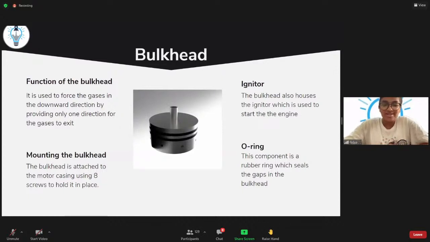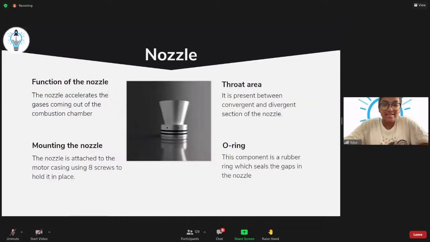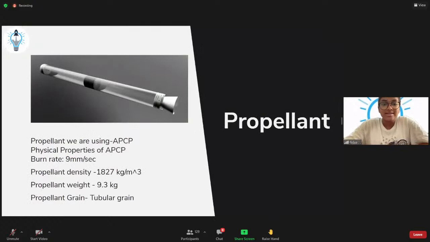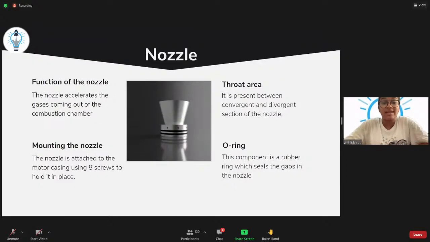Third one is the nozzle. It accelerates the gases coming out of the combustion chamber, thus providing more thrust for liftoff. The throat is a small cross-sectional area present between the convergent and divergent sections of the nozzle. The nozzle is attached to the motor casing by hammering 8 screws. The O-rings in the nozzle also serve the same purpose as they serve in the bulkhead.